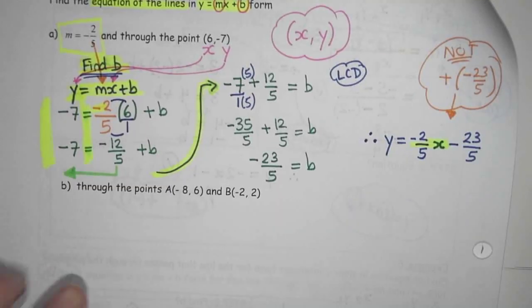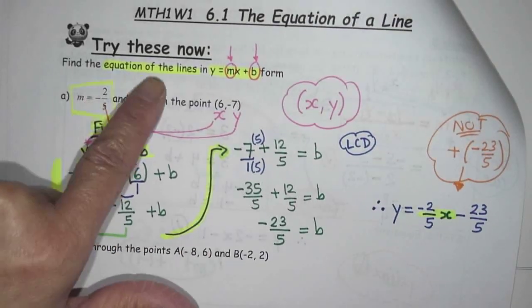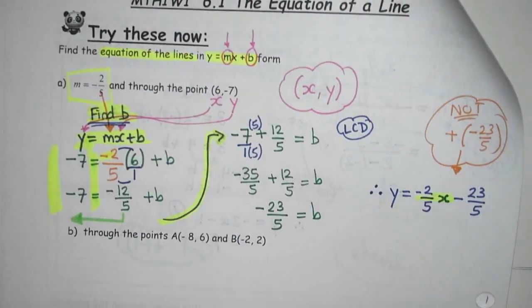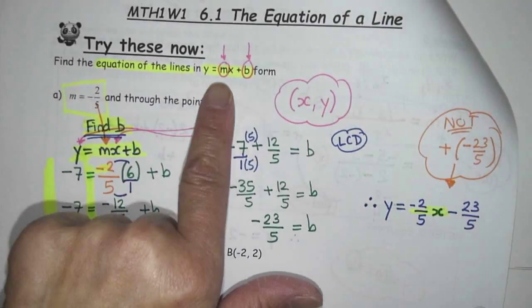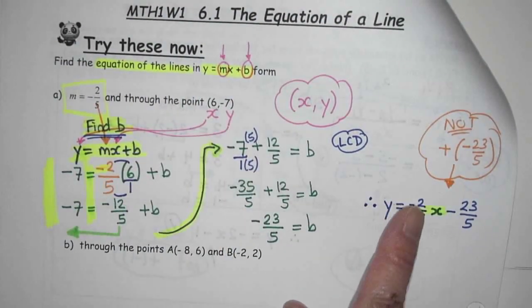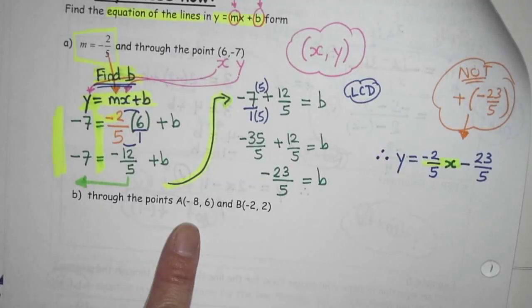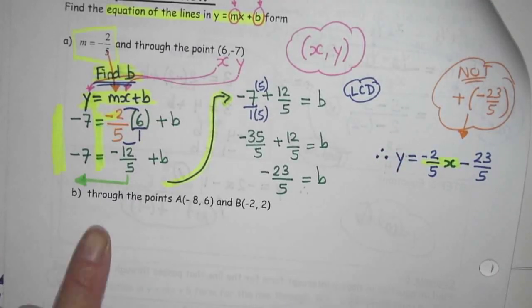So trying it again, this question says through the point. So same instructions, find the equation of the line in y equals mx plus b form through these 2 points. Now remember, there's always 2 parts to an equation of line, m and b. The same as what we did up here, m and b. But for this question, I did not give you m. So you're going to have to add one more step to it.